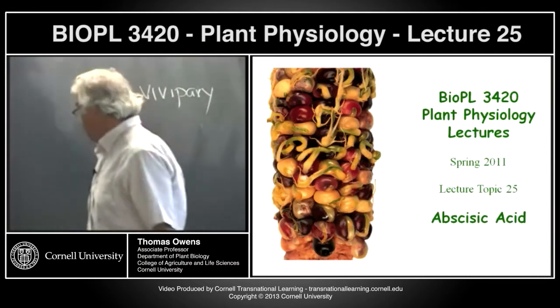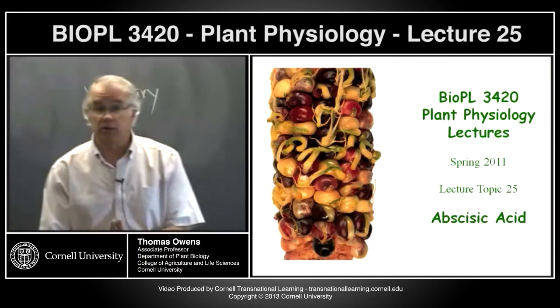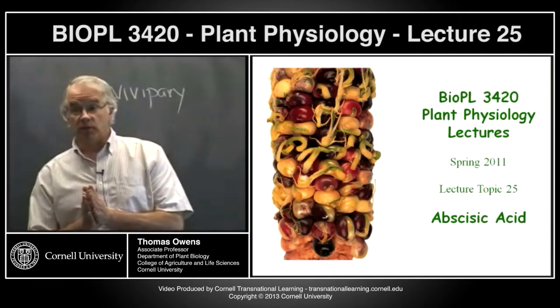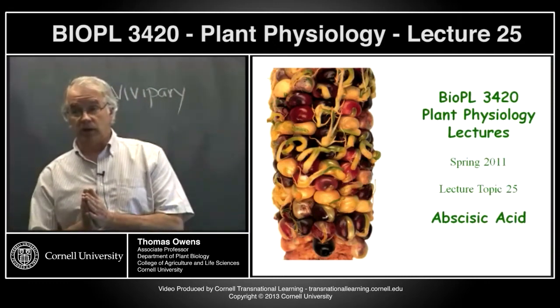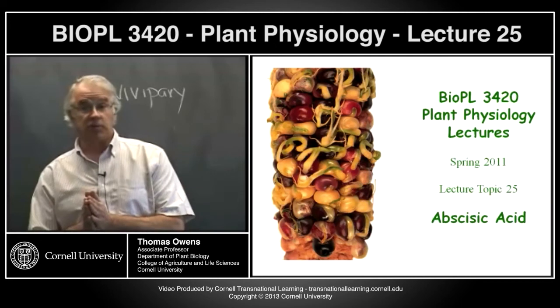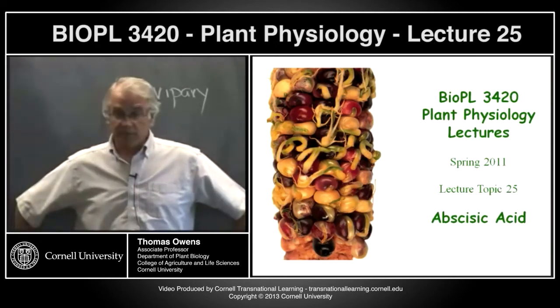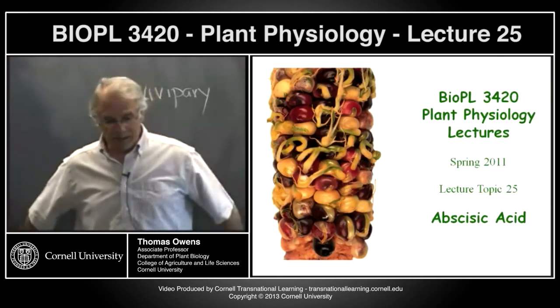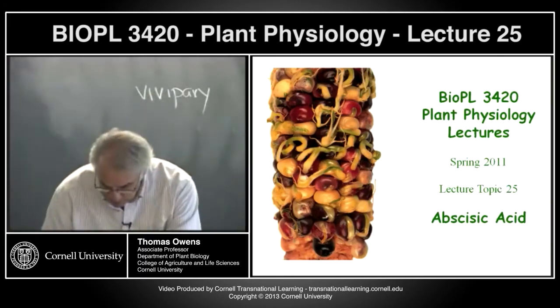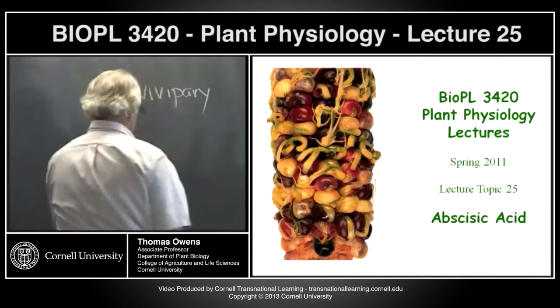Okay, so ABA is an interesting compound. From looking at its structure, you might guess right away that it's a terpenoid. It's basically a hydrocarbon with alternating single and double bonds at various places. It's a 15-carbon terpenoid.